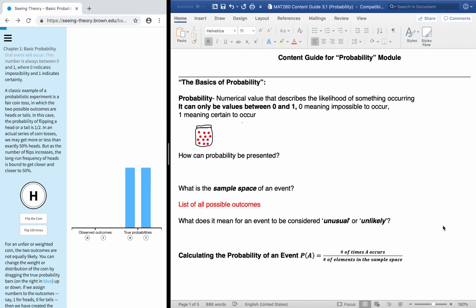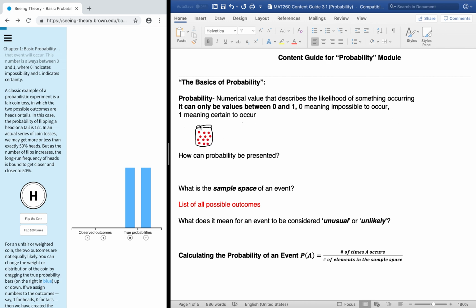We will learn the basics of probability. So first off, probability is a numerical value that describes the likelihood of something occurring, and it can only be in between 0 and 1. So 0 would mean it's impossible to occur, and 1 would mean it's certain to occur.